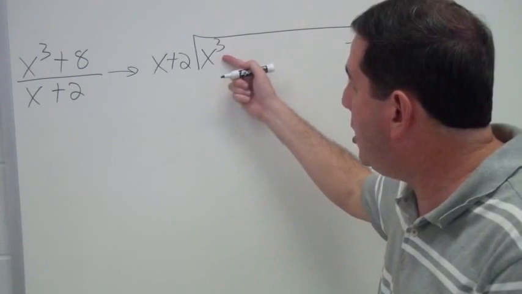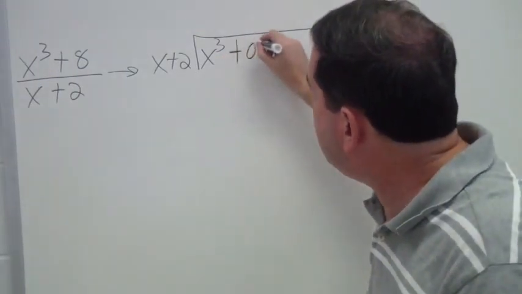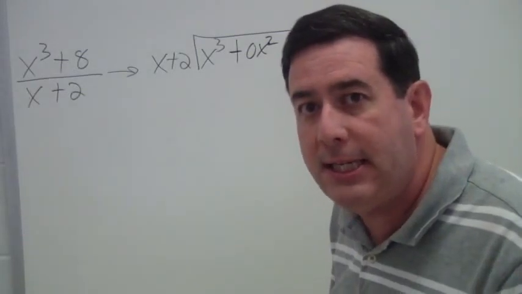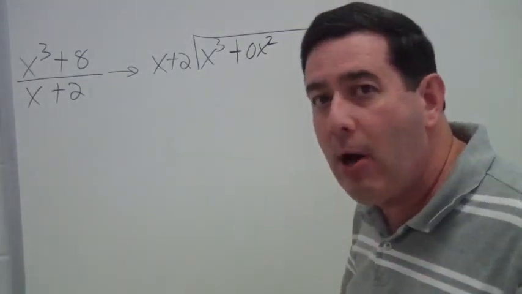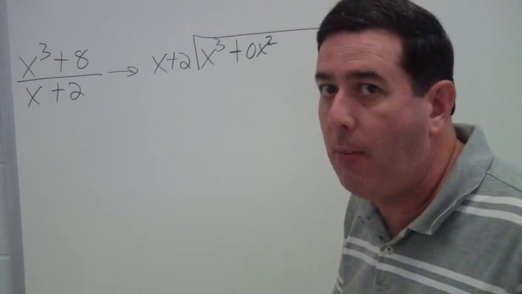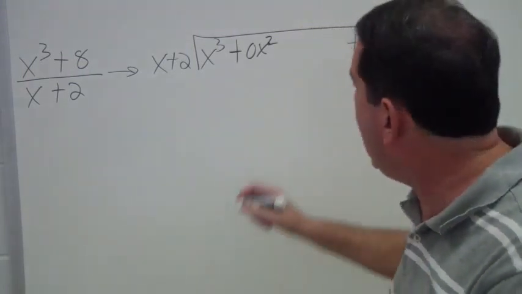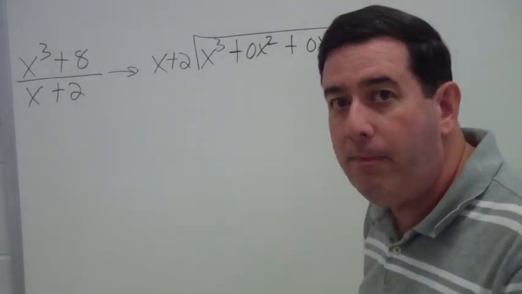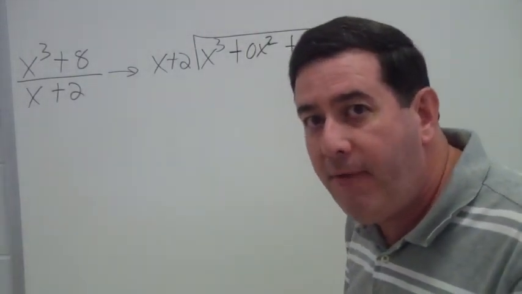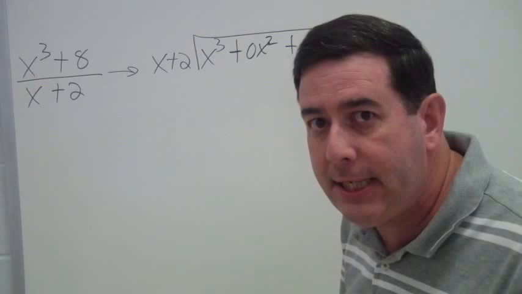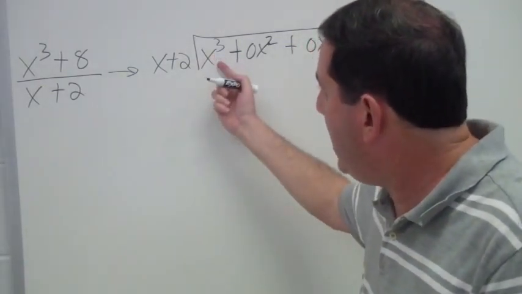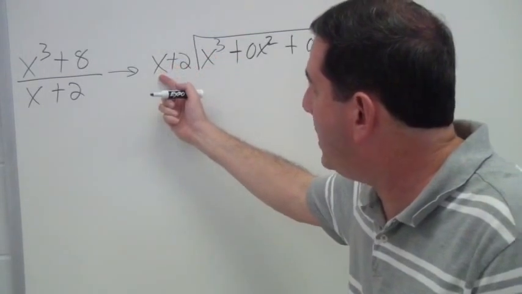Here is our x cubed. Let's put in 0x squared. 0 times anything is 0, so adding 0x squared in didn't change our problem any. Let's do the same thing by putting 0x in as well. Now, as we did before, let's take one little piece at a time and try to divide. Let's take the first thing here divided by the first thing there.